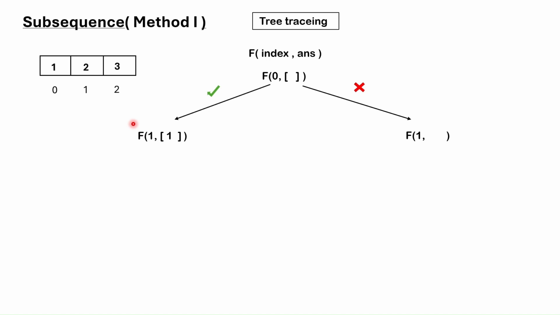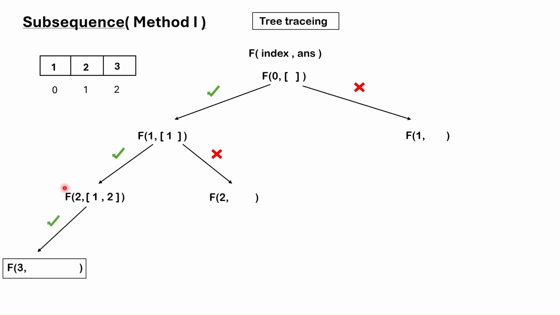If I'm at the first index, again I have two choices. Either I will pick the first index and move to the second index, or I will not pick the first index and move to the second index. If I pick the first index, I will get 1 and 2. Now again we will execute this first. So if I'm at the second index, again I have two choices. Either I will pick this index and move to the third index, or I will not pick this and move to the third index. If I pick the second index, I will get 1, 2, and 3. Now we will execute this.